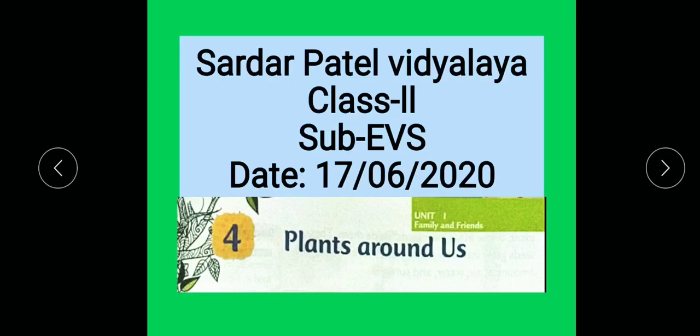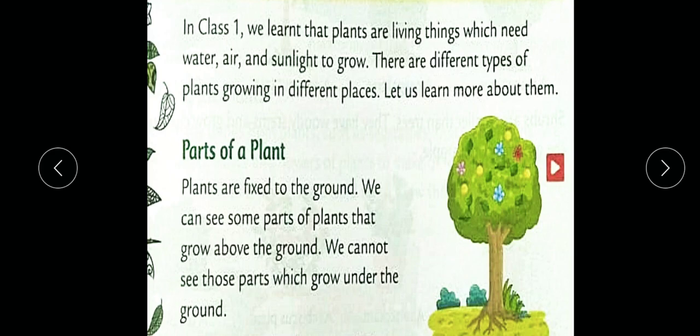Good morning, children. As we have done our chapter number 4, plants around us, so today we are going to recapitulate this chapter. So, we'll start from our first topic, that is parts of a plant.